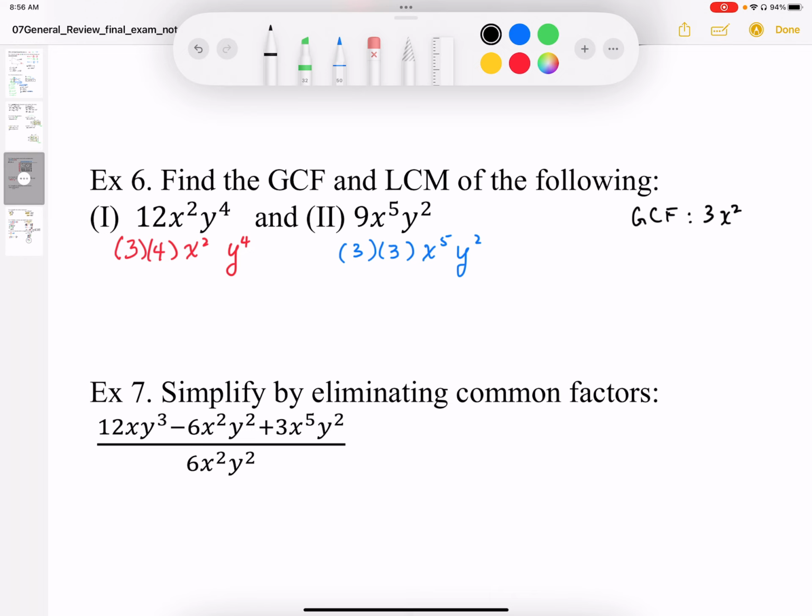And then we could do the same for the y's. The lowest power of y is the greatest common factor. So between y to the 4th and y squared, y squared is the common factor. So the greatest common factor is going to be 3x squared y squared.